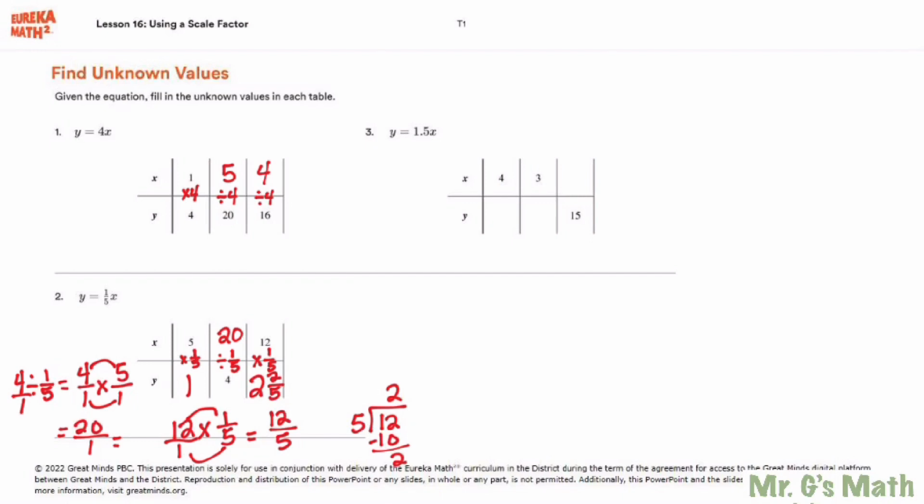What's our constant of proportionality for number 3? 1.5. So I'm going to do 4 times 1.5 to get this number. 3 times 1.5 to get this number. And then 15 divided by 1.5 to get this number. Okay? Anybody do any of these problems yet? Yeah? What is 4 times 1.5? 6. 6 is the correct answer. What is 3 times 1.5? 4.5. And then the last one, what is 15 divided by 1.5? 10. Perfect. Every last one of those is correct. So those are our missing numbers.